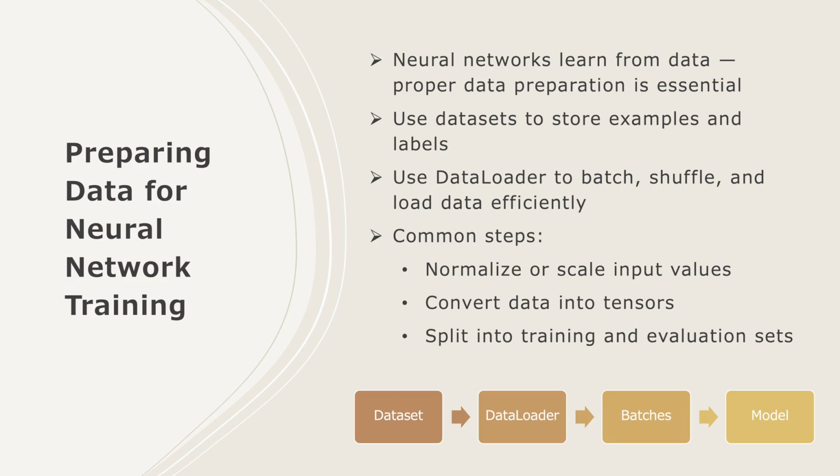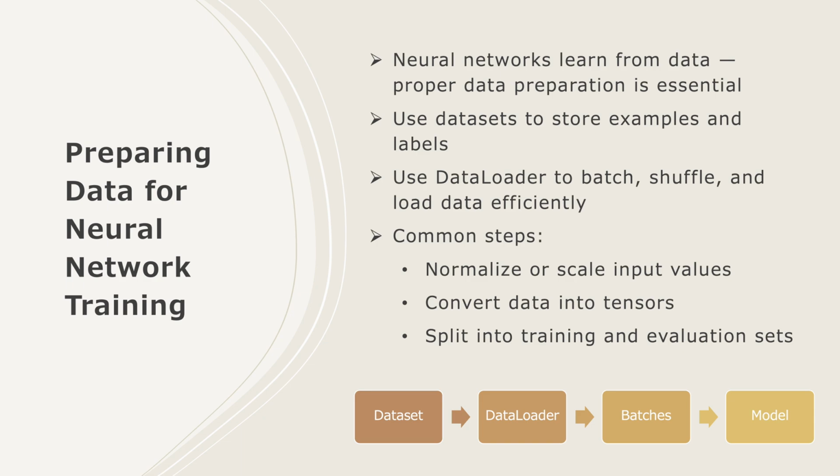Before a neural network can learn anything, it needs data, and how we prepare that data has a direct impact on model performance. Neural networks learn patterns by seeing many examples, so the first step is organizing those examples into a dataset. A dataset stores both the input features and the corresponding labels the model should predict. In PyTorch, we typically use a DataLoader to handle batching, shuffling, and efficient loading of data during training. Batching helps the model learn from small groups of samples at a time, which improves both efficiency and stability.